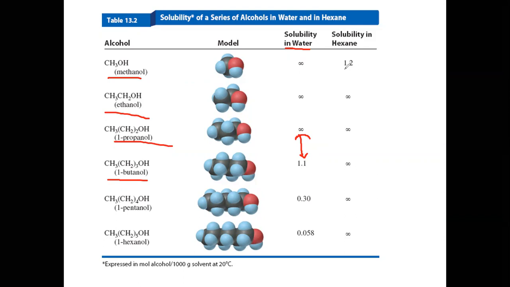Now, if we look at hexane, methanol is very poorly soluble in hexane, 1.2 moles per kilogram of solvent. But after that, it becomes very readily soluble in hexane. Ethanol, propanol, all of these are very readily soluble in hexane because now the dispersion forces in the solute can penetrate the dispersion forces in the solvent to form a solute-solvent interaction.